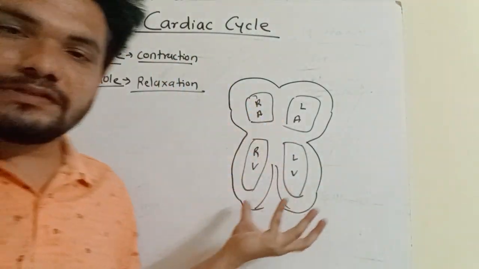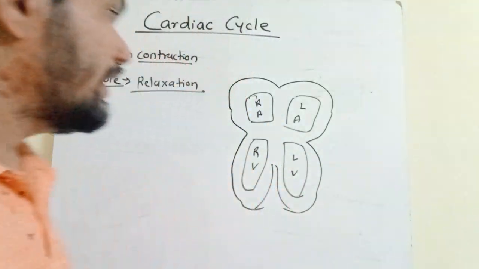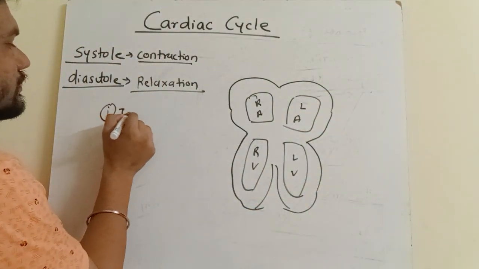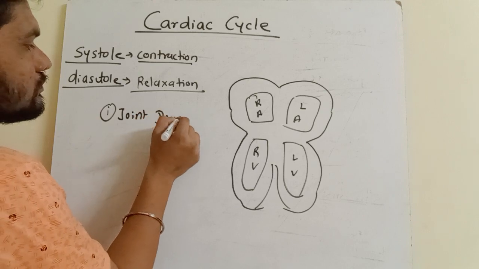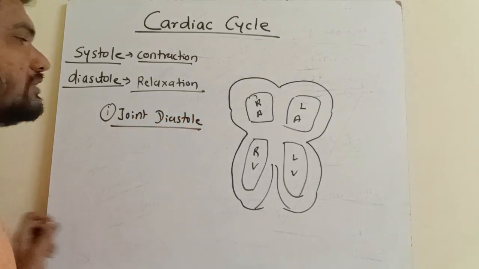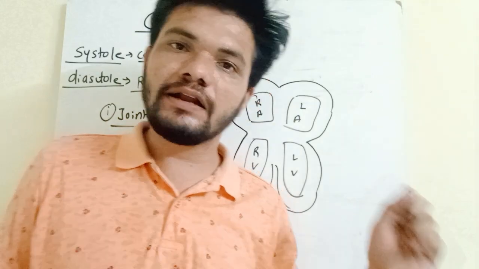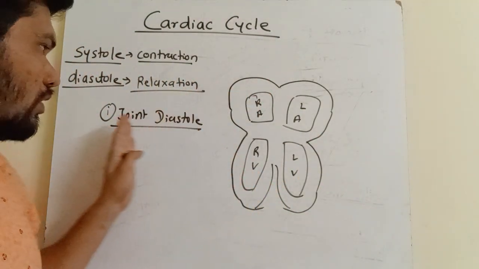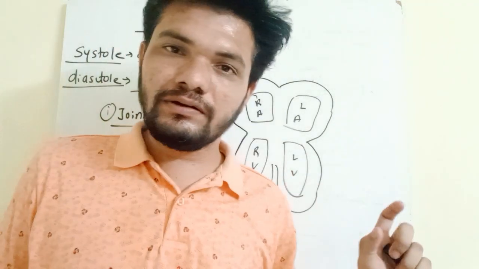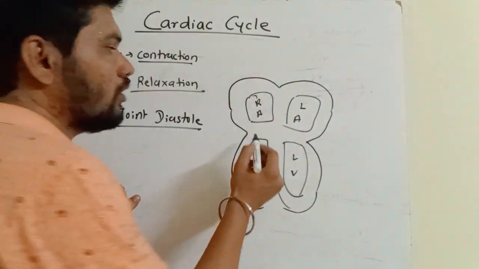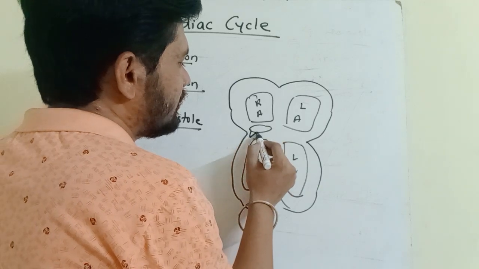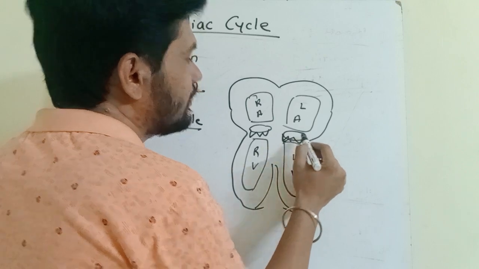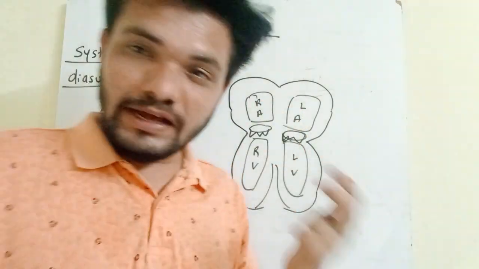All four chambers are in a relaxed state, which means it is first in joint diastole. What does it mean? Joint diastole means all four chambers are in a relaxed state. So when joint diastole is there, what will happen? We all know that there are the tricuspid valve and bicuspid valve present between the atrium and ventricle of each side. They are open.